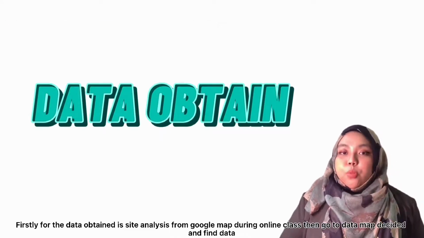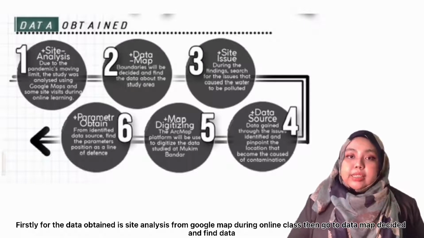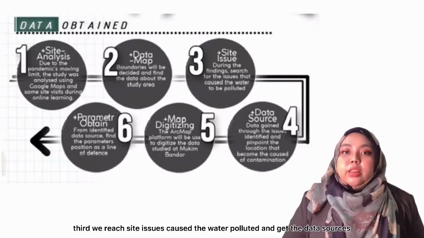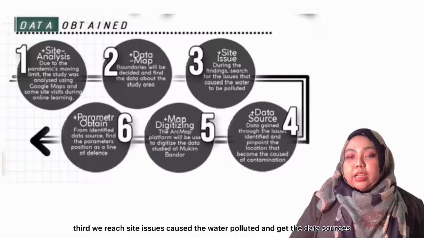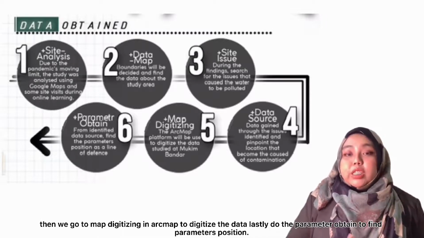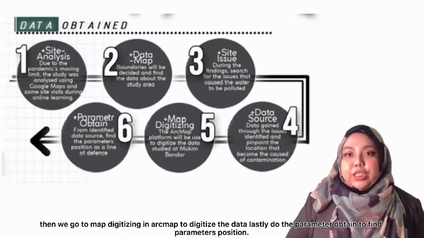Firstly, the data was obtained from site analysis using Google Maps during online classes. Then we go to the data map and find the data. Third, we reach the site issue causing the water pollution and get the data source. Then we go to map digitizing in ArcMap to digitize the map. Lastly, we obtain the parameters to find the parameter positions.